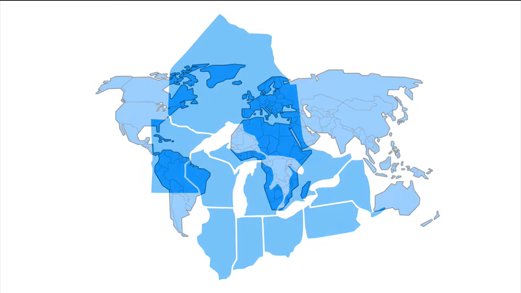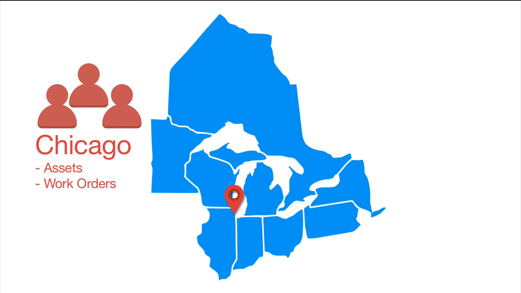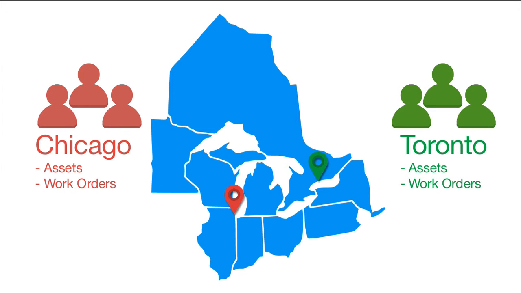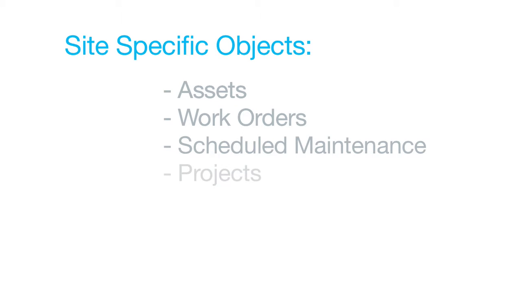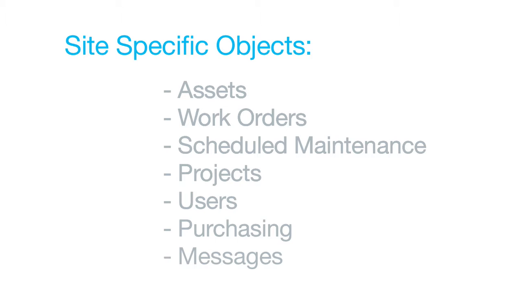For example, users in Chicago can only access the work orders and assets for Chicago. Users in Toronto can only access assets and work orders in Toronto. Here's the breakdown of what features are site-specific and what features are shared between all sites. Site-specific objects are tied to a specific site. Assets, work orders, scheduled maintenances, projects, users, purchasing, and messages are all site-specific. Users at other sites can't see them.